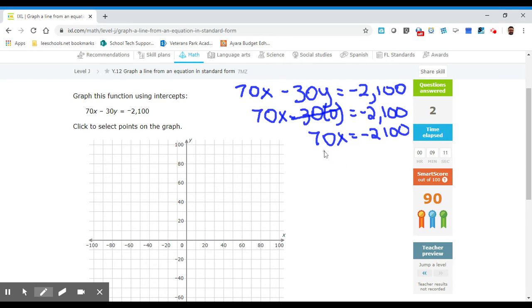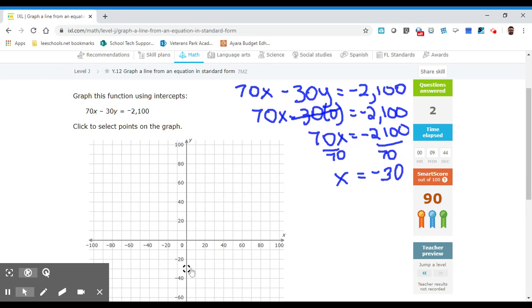And x, when we divide both sides by 70, is going to be negative. Well, we know 7 goes into 21 three times. So this is going to be 30, 21, and two zeros. Yep. It's going to be negative 30. Okay. Now, we have the x-axis intercept of negative 30.